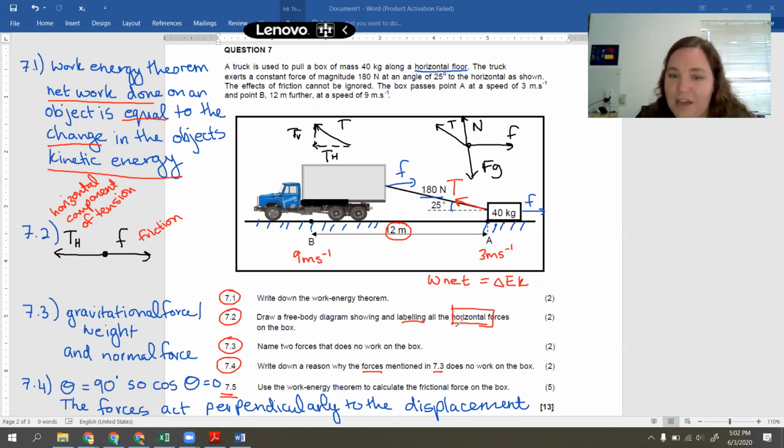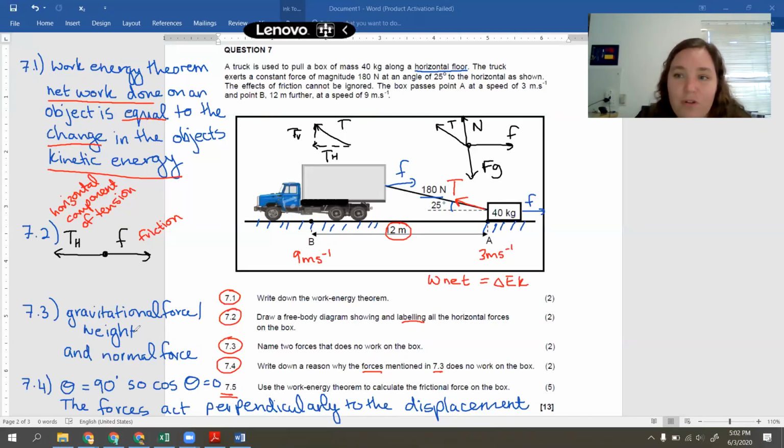And if they specifically say horizontal, you can look at just specific aspects of the horizontal forces. All right, next question. Name the two forces that do no work on the box. Those would be either your gravitational force or your weight.